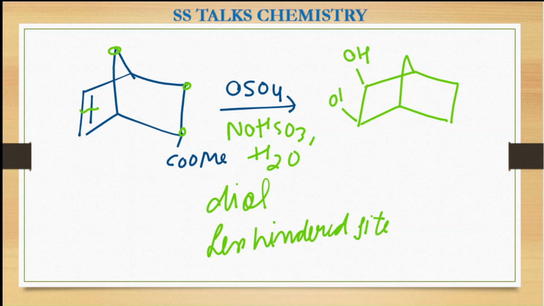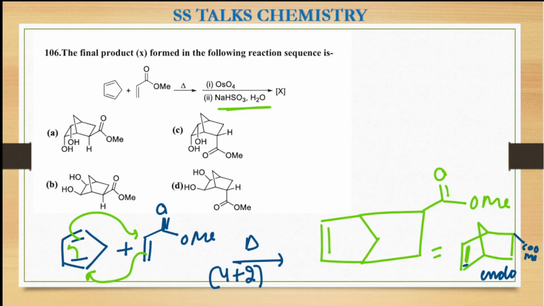Here the OH groups will be present in the upward direction, and the CO2Me group will be present in the downward direction. So this is going to be your final product. That is the one in the endo conformation, along with the less sterically hindered attack that we have observed. So you can match the correct answer.